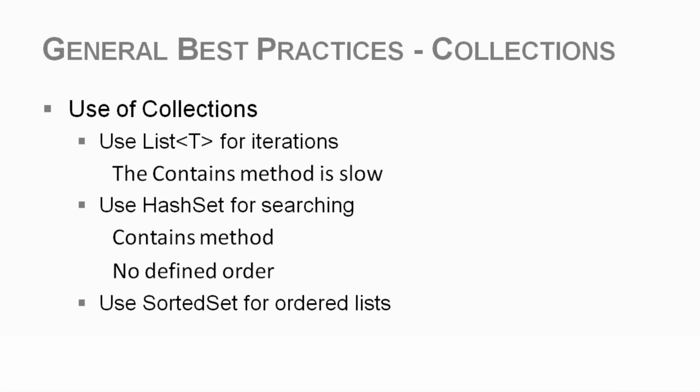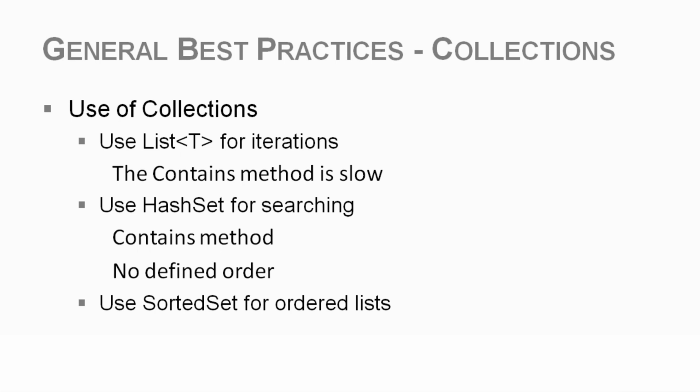If you are going to use Contains, then maybe take a look at a HashSet instead. The Contains method in a HashSet is tremendously faster than the Contains method in a List. The downside of a HashSet, of course, is that there's no defined order. So you can put objects into a HashSet in order 1, 2, 3, 4, but there's no guarantee that they're going to come out in that order. So truly, you need to access a HashSet by its key.